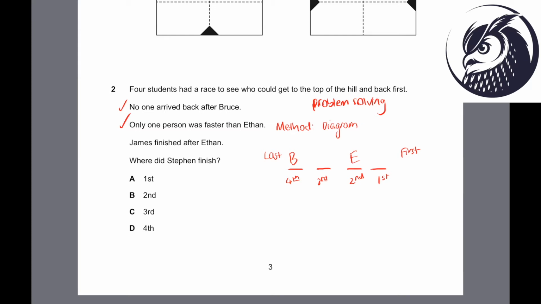It says that James finished after Ethan. Okay, so Ethan came second, right? And James finished after him. So James must have been 3rd or 4th, but we know that Bruce is already 4th. So that means James has to be in our 3rd position. So a big J for James, leaving us with Stephen as the 1st position. So Stephen now has to be 1st, and therefore our answer for question 2 is A.